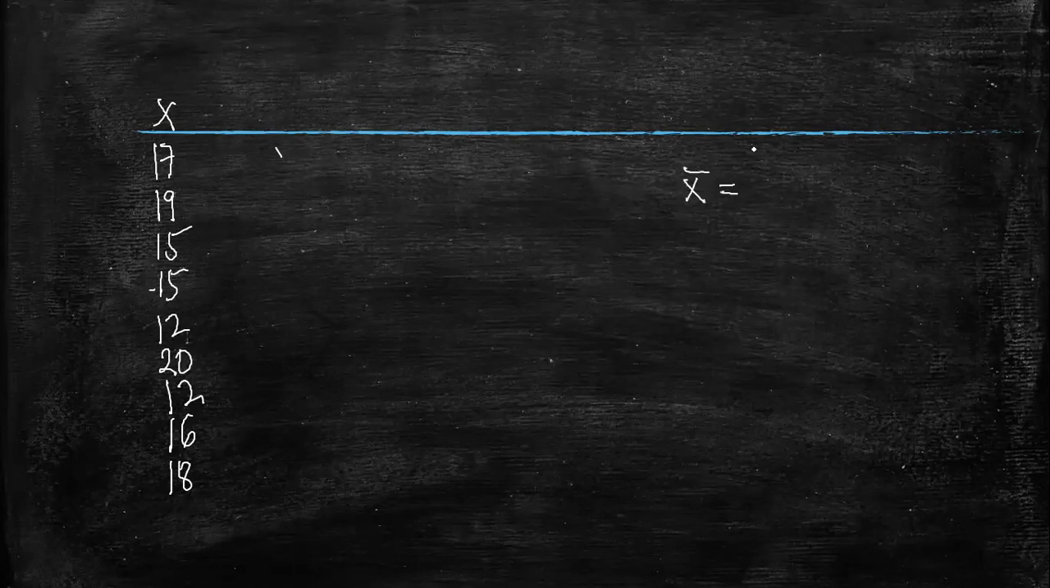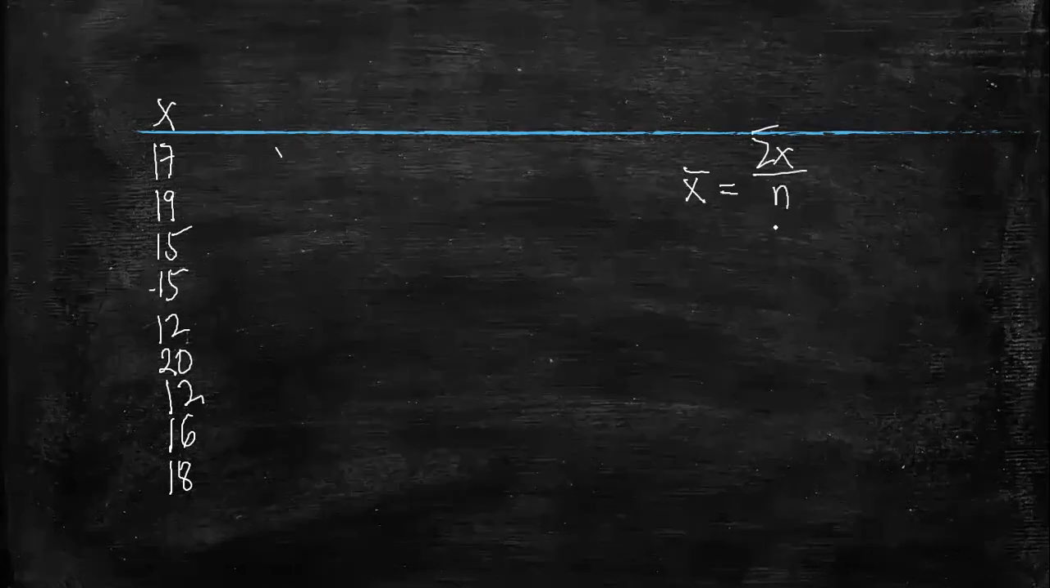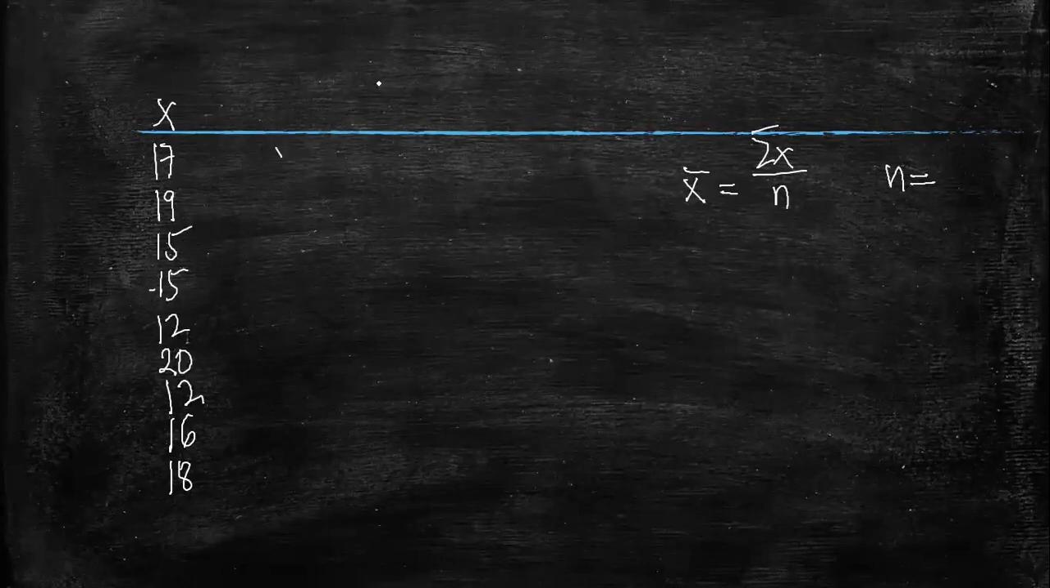So X bar, our mean, is equal to the summation of X over small letter n. Question, ano ang n natin? Ilan ang n natin? 9. Bakit 9? Kasi po 9 sila, sir. Very good. 9 kasi yung data natin. Okay, 9. 1, 2, 3, 4, 5, 6, 7, 8, 9. Wala ito ha, baka sabihin nyo negative. Ayan. So, 9.